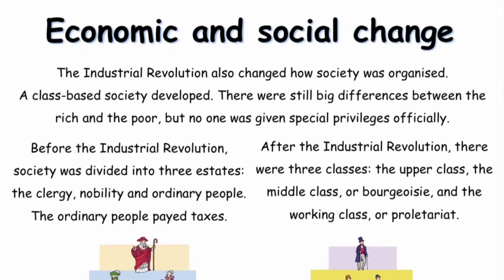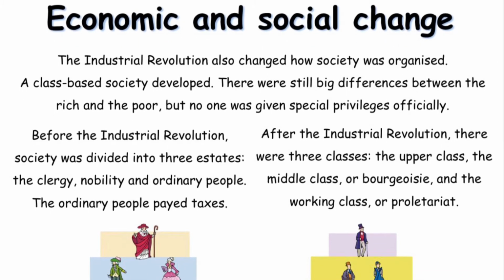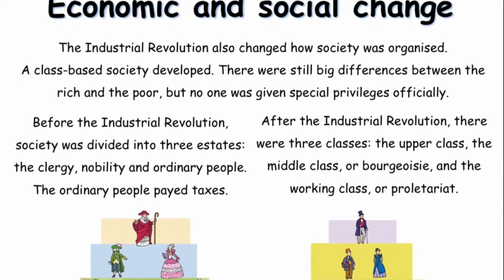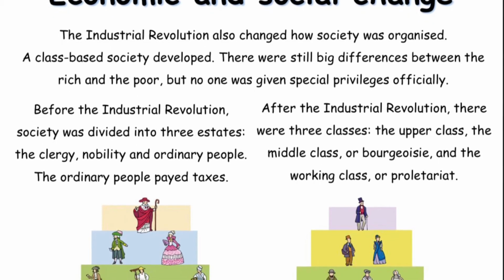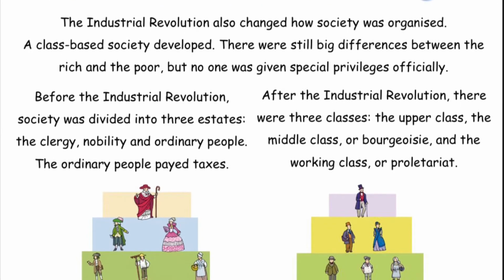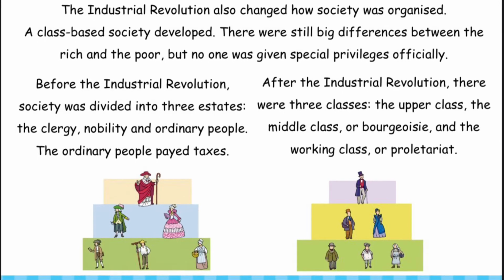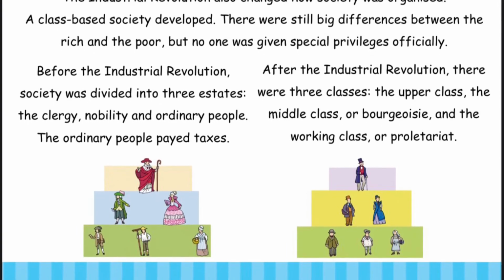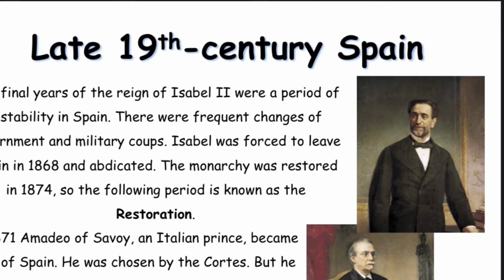The Industrial Revolution also changed how society was organized. A class-based society developed. There were still big differences between the rich and the poor, but no one was given special privileges officially. Before the Industrial Revolution, society was divided into three estates: the clergy, nobility, and ordinary people. The ordinary people paid taxes. After the Industrial Revolution, there were three classes: the upper class, the middle class, or bourgeoisie, and the working class, or proletariat.